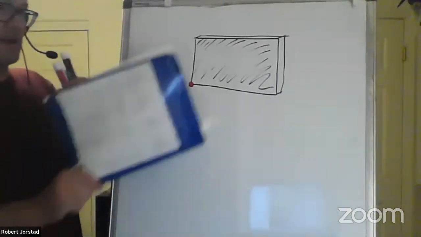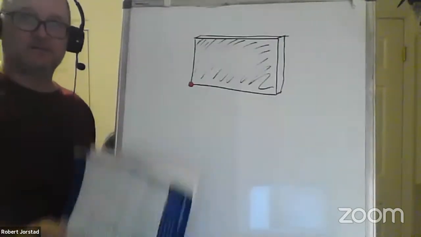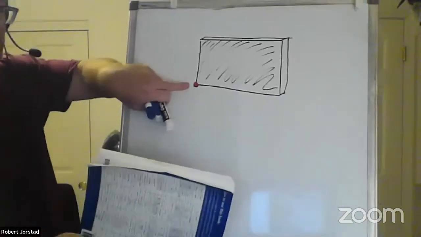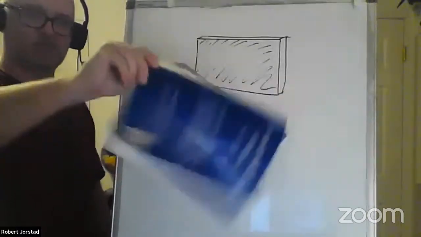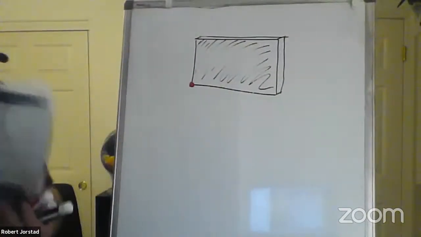So that's this right here. The red dot is the pivot point. My fingers are the pivot point, right? So what if I want to talk about swiveling this thing around?